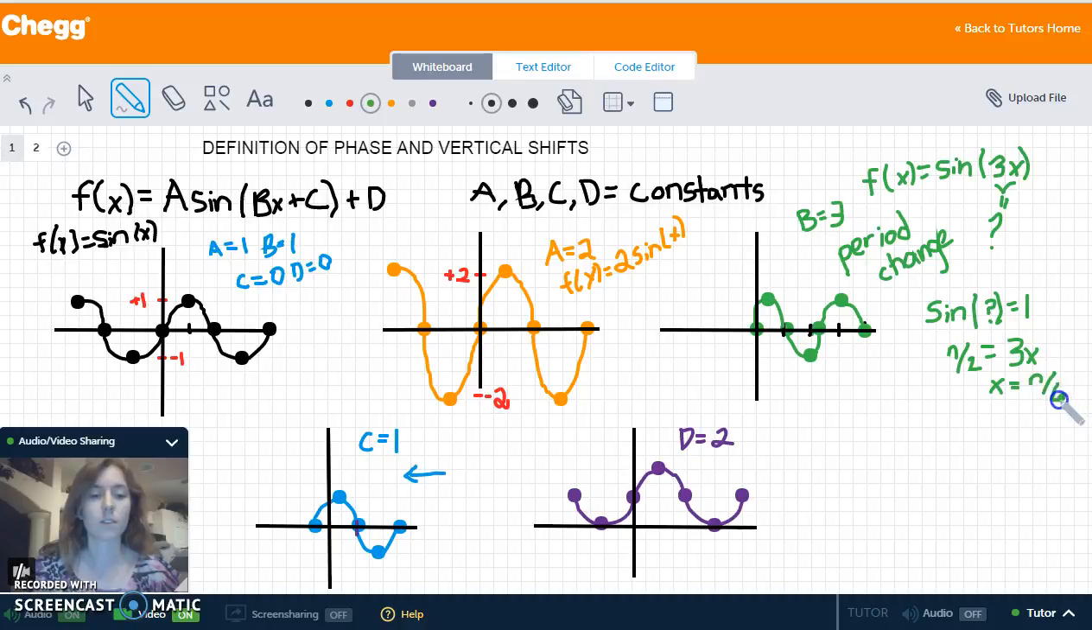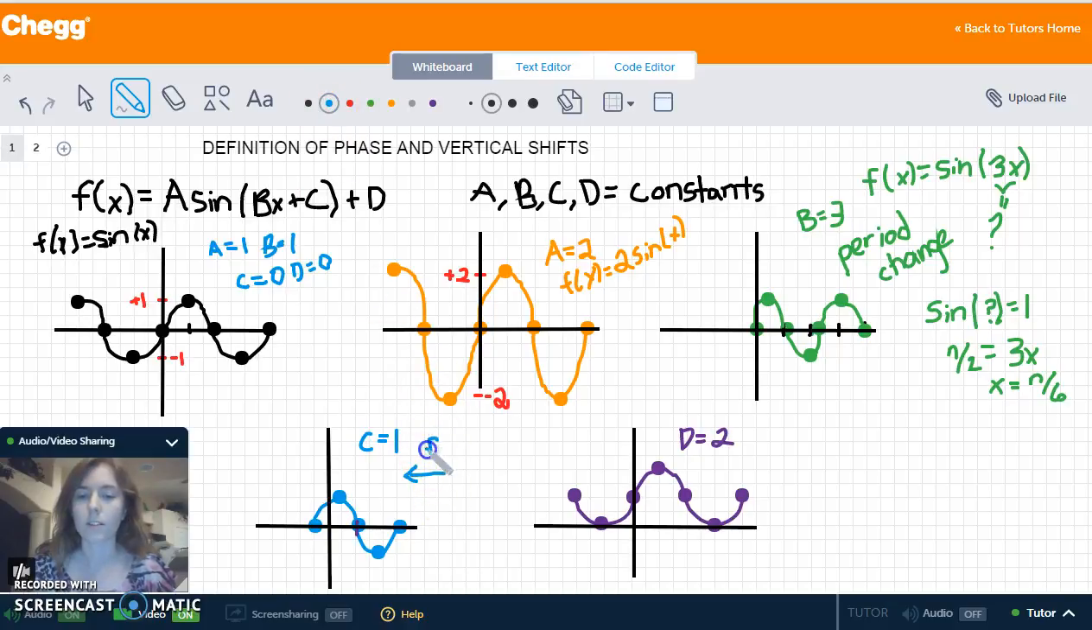Pi over 6. So what that means is instead of 1 being here at pi over 2, it happens quicker. So that means that this period and all the values in between reach their values quicker than this graph by a factor of 3.